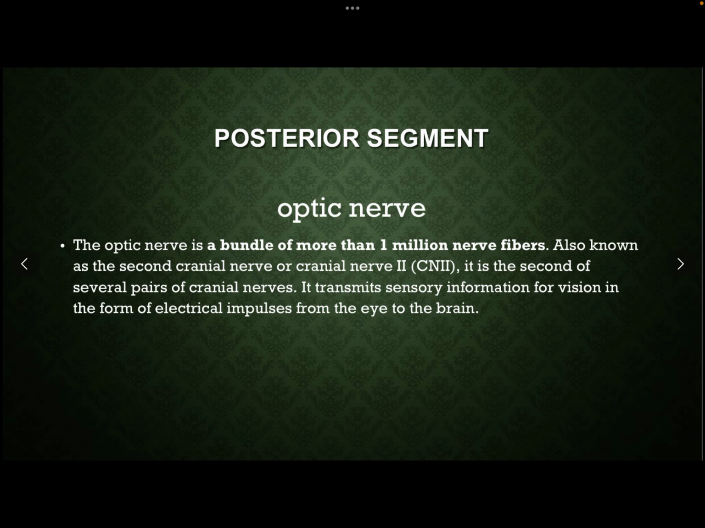Here's the last thing, the optic nerve. The optic nerve is a bundle of more than 1 million nerve fibers, also known as the second cranial nerve or cranial nerve 2, CN2. It is the second of several pairs of cranial nerves. It transmits sensory information for vision in the form of electrical impulses from the eye to the brain.